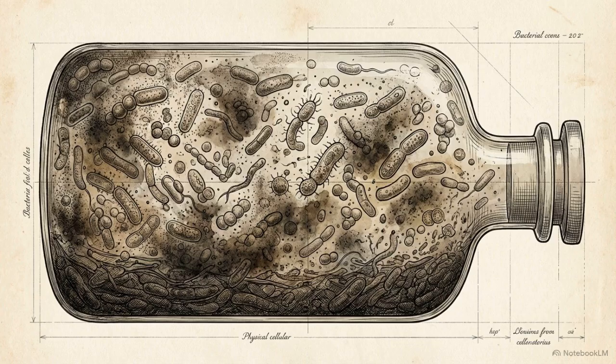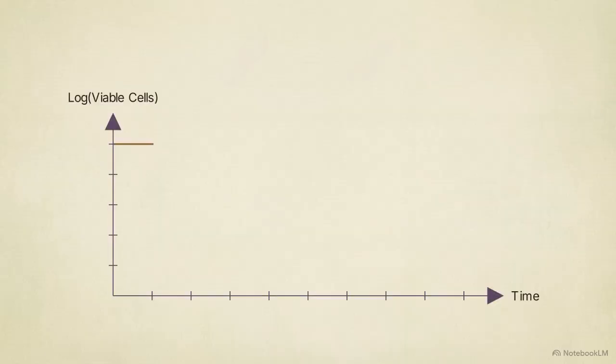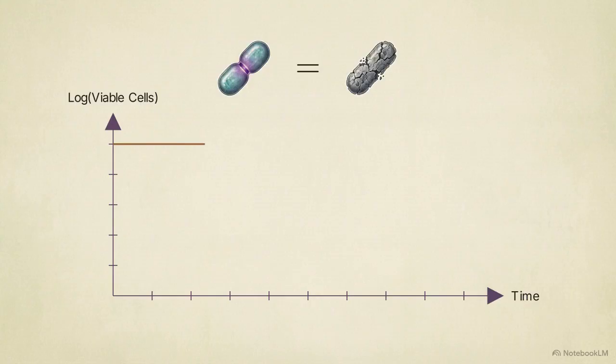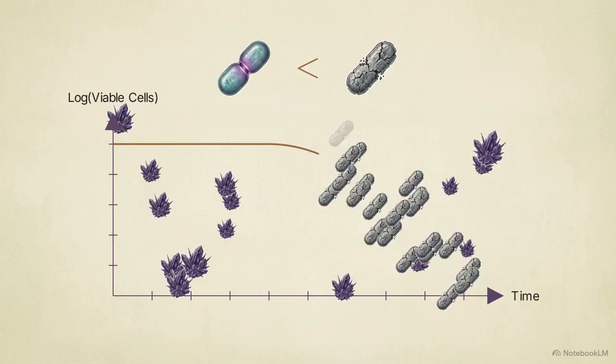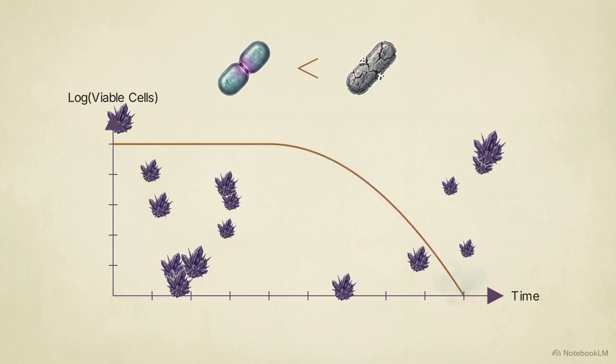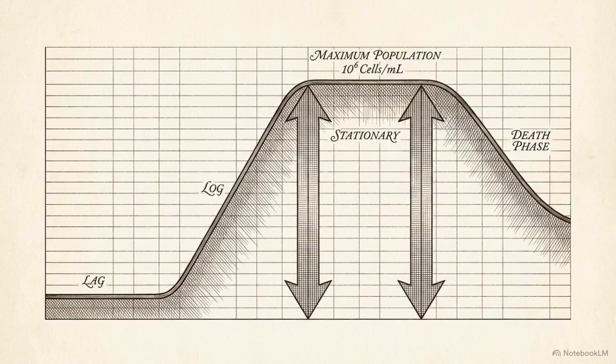Exponential division eventually hits an abrupt plateau, the stationary phase. In a closed system, essential nutrients become depleted and toxic metabolic wastes accumulate. The environment can no longer support unchecked expansion, and the rate of new cellular division slows until it perfectly offsets the rate of cellular death. As the environment becomes entirely hostile, the culture crosses into the death phase. Viability drops logarithmically, leaving behind a small fraction of highly resilient, slow-metabolizing persister cells. The precise timing and altitude of that stationary phase ceiling are dictated by external environmental constraints.